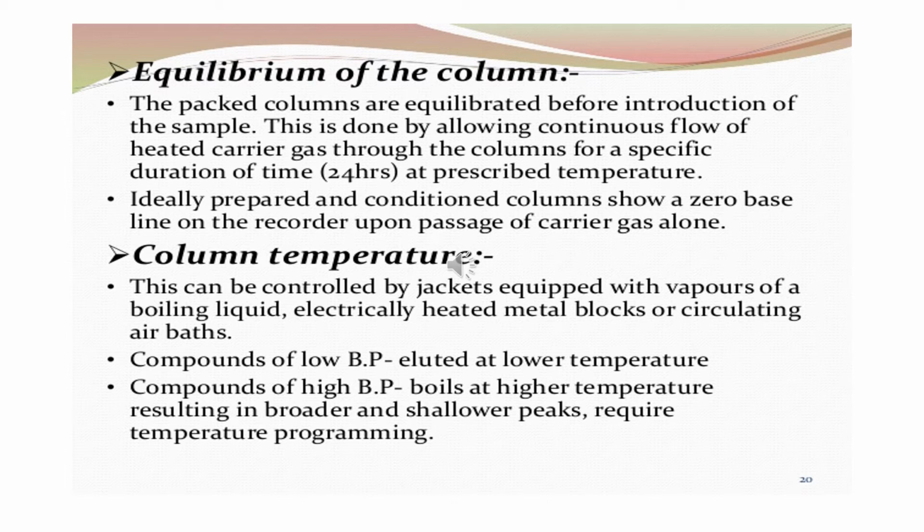Then there is the column temperature. It can be controlled by a jacket equipped with vapor of a boiling liquid, an electrically heated metal block, or a circulating air bath. Compounds of low boiling point are eluted at lower temperature and compounds of high boiling point at higher temperature, resulting in broader and shallower peaks, which requires temperature programming.